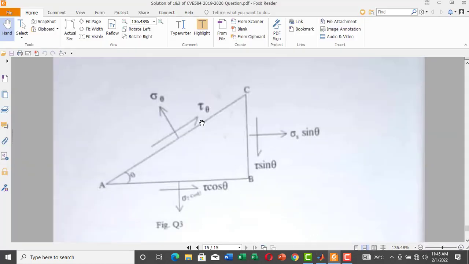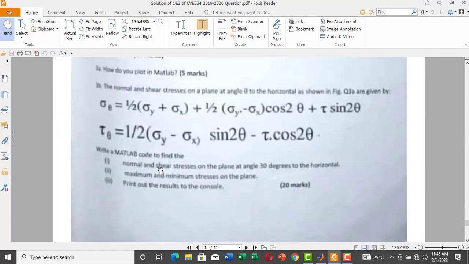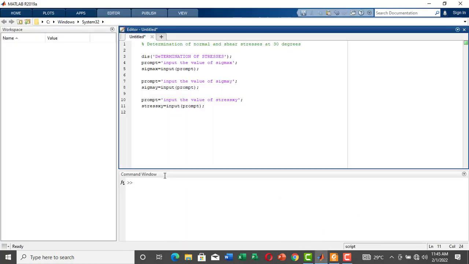So what are we looking for exactly? We are looking for the normal stress at angle 30 degree, the shear stress at angle 30 degree. So let's do that. Say okay, the first one. Let's create a description as we do. Let's say normal stress at 30 degrees.